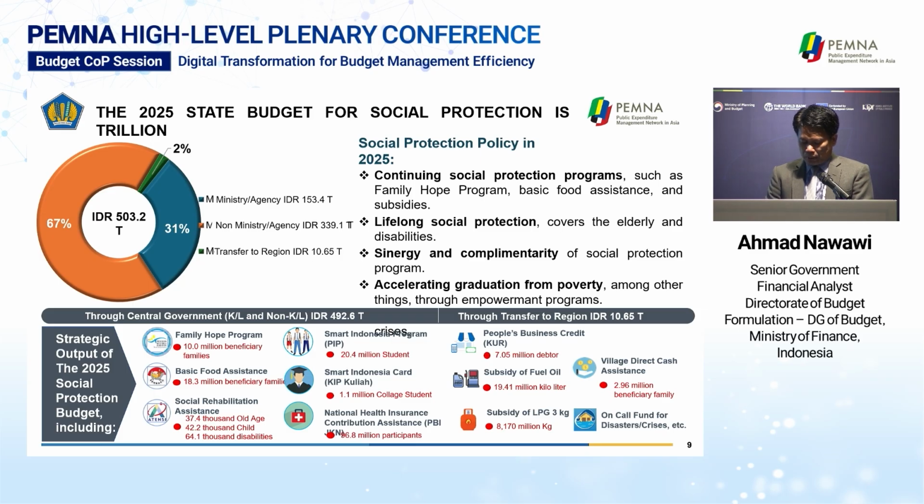Social protection in budget 2025. Indonesia demonstrated a strong fiscal commitment to social protection. In 2025, the government allocated 503.2 trillion rupiah to social protection programs. This is around 40% of total state expenditure, or 2.1% of GDP. The policy focus includes continuing assistance programs such as the Family Hope Program, basic food assistance, and several subsidies. Then strengthening lifelong social protection and accelerating graduation from poverty through empowerment programs. This reflects the government's commitment to ensuring that economic growth is inclusive.